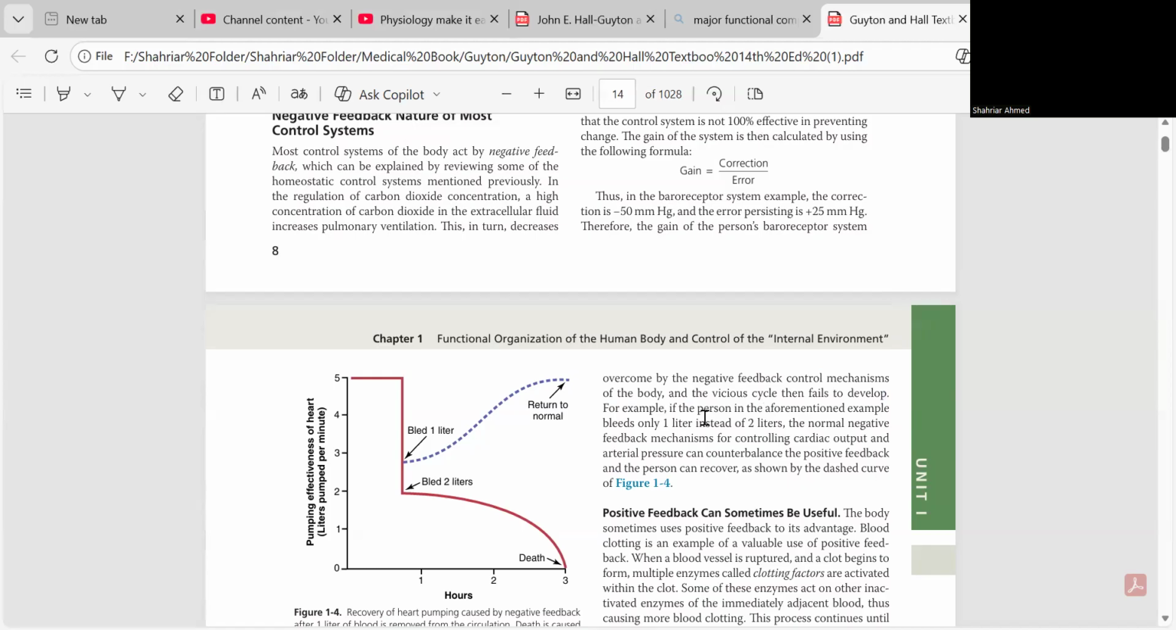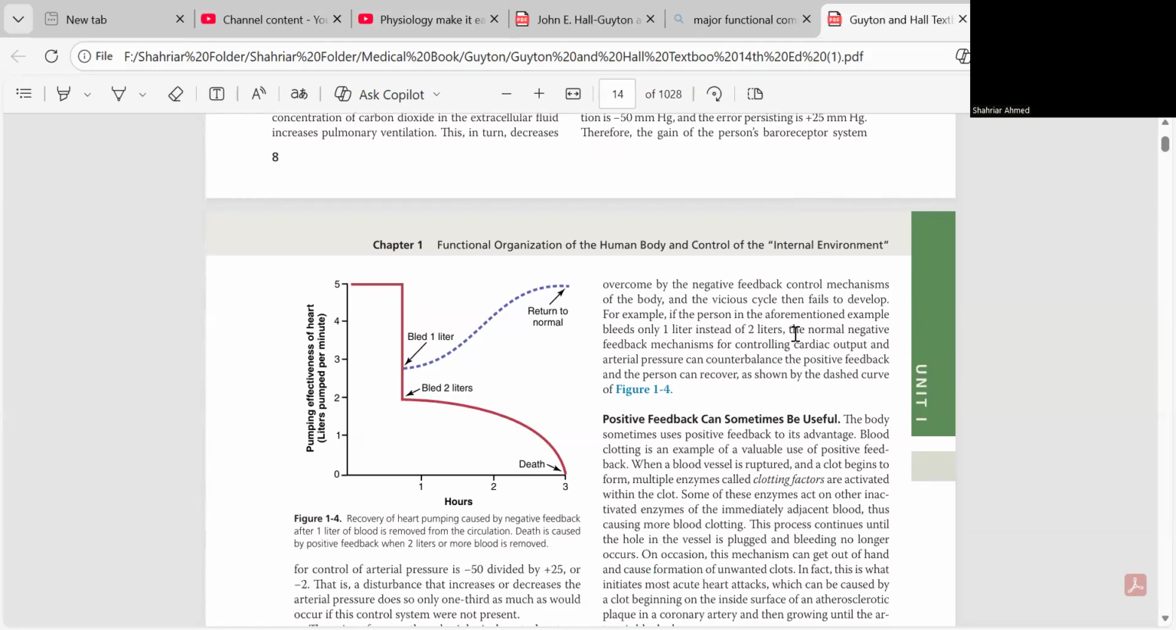For example, if the 2 liters of blood are not lost, but only 1 liter, then the heart would pump normally, and by the negative control system, the cardiac output and arterial pressure can counterbalance the positive feedback system, and the person can recover.